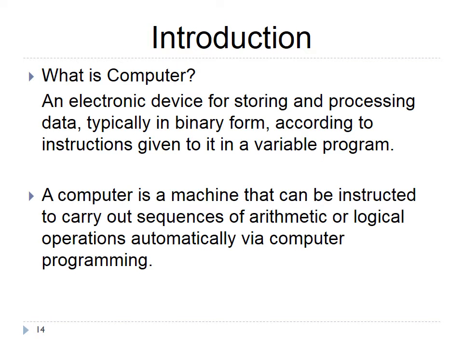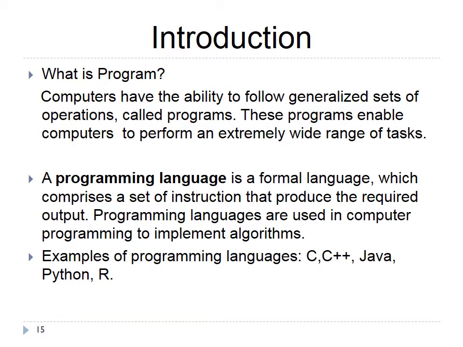First, we should know what is a computer. So the definition is an electronic device for storing and processing data, typically in binary form, according to instructions given to it in a variable program. Or a computer is a machine that can be instructed to carry out sequences of arithmetic or logical operations automatically via computer programming. What is a program or a computer program?